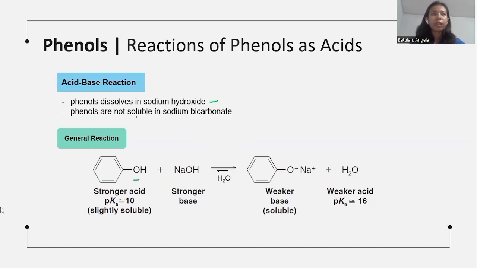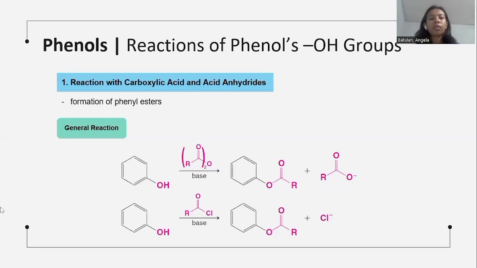Kapag yung phenols naman, hindi sila soluble sa sodium bicarbonate, pero yung mga carboxylic acids, soluble sila. So, ayun din yung pwede natin magamit. Yung solubility din nila sa sodium bicarbonate pwede natin magamit para ma-distinguish natin yung phenols sa carboxylic acids. So, the next reaction is focused on the phenols OH group. So, ang una nito is reaction with acid anhydride. Tapos, ito naman yung acid halide.